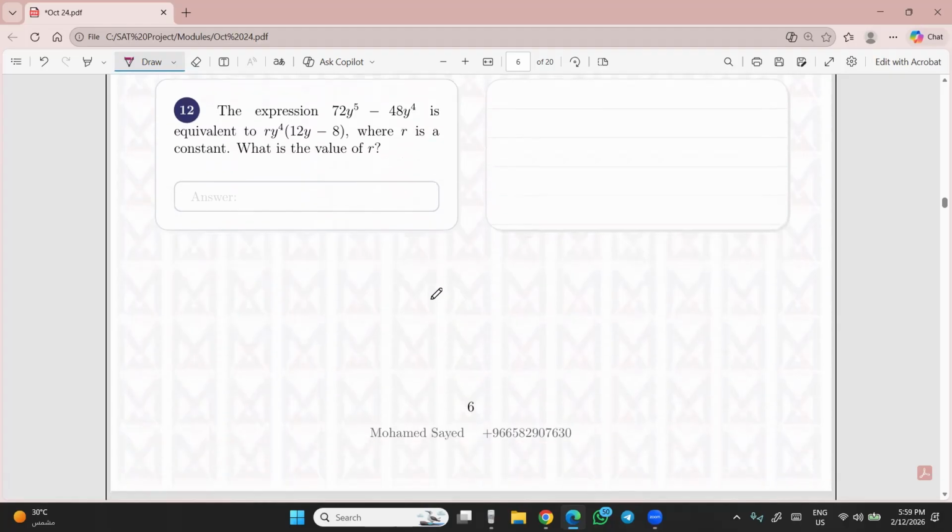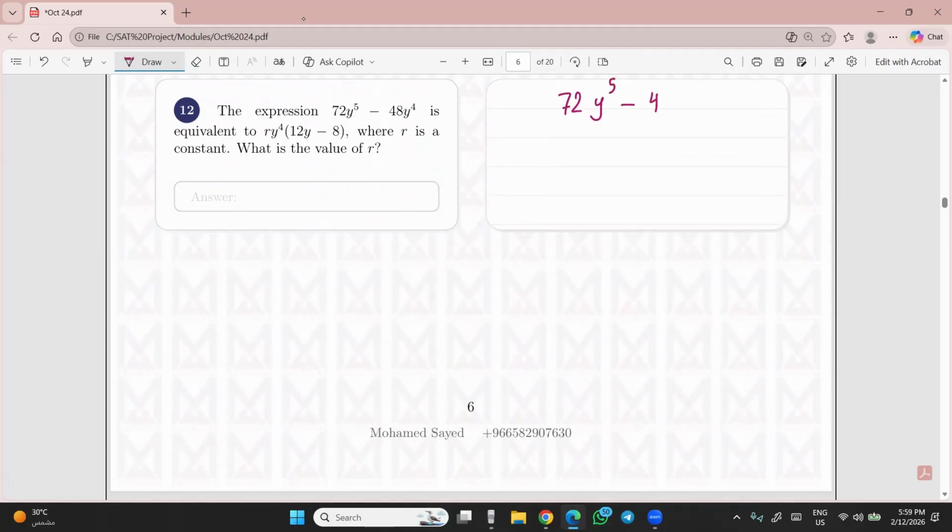Question number 12. The expression 72y to the 5 minus 48y to the 4 is equivalent to ry to the 4 times (12y minus 8). r is the constant. What is the value of r? So we have 2 methods to solve this. Maybe we can write the expression like this.